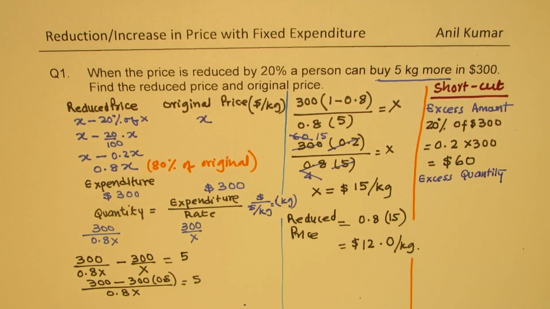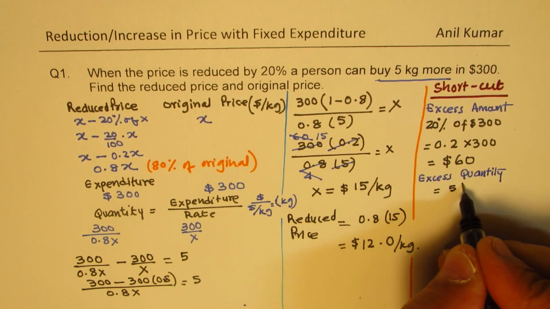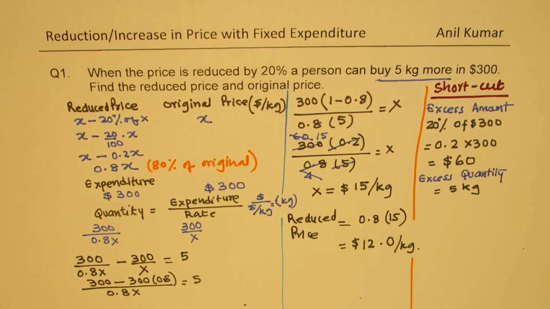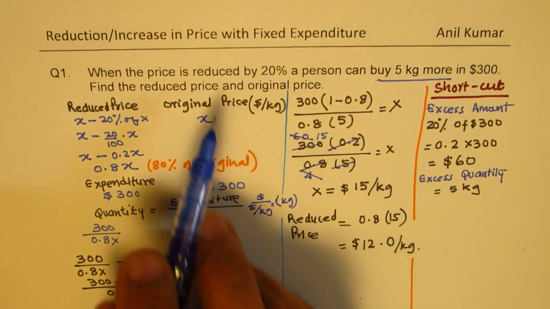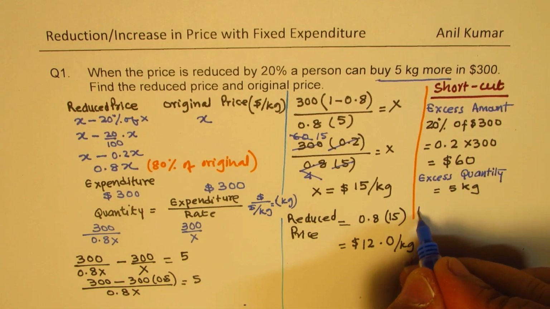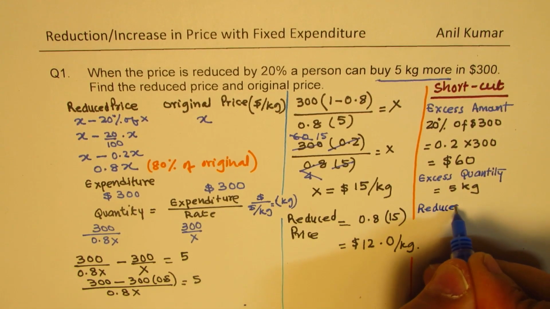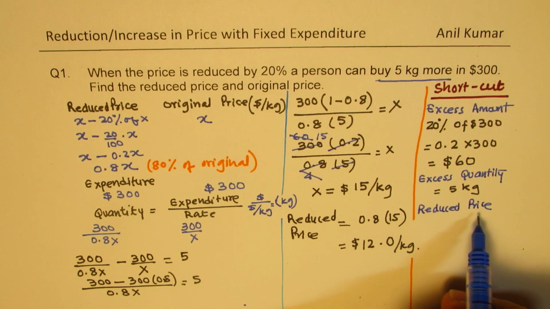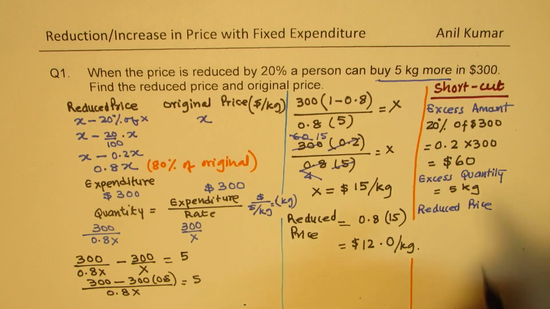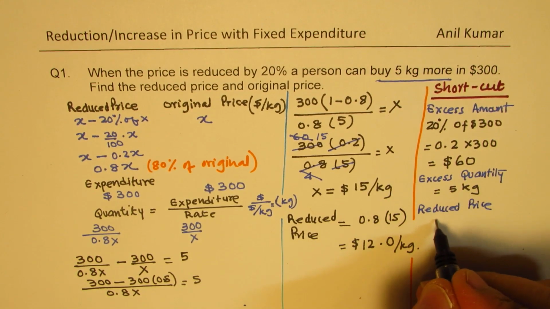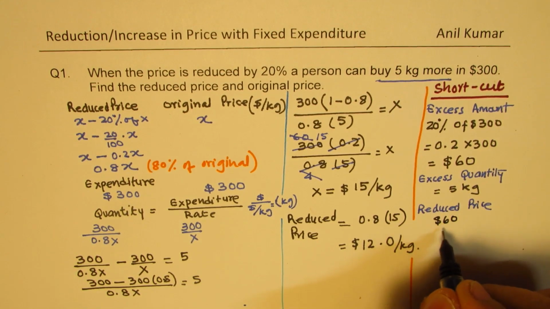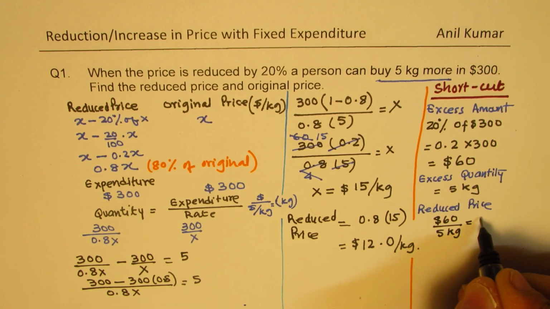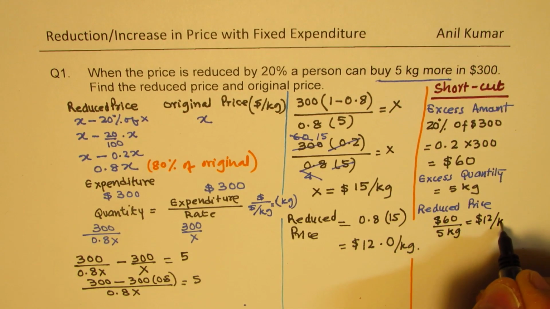Excess quantity is 5 kg, correct? So excess quantity is this. That means, what is the reduced price? This was possible because of the reduced price, correct? So the reduced price is dollars over kg, right? So it is basically $60 over 5 kg, and that is $12 per kg.